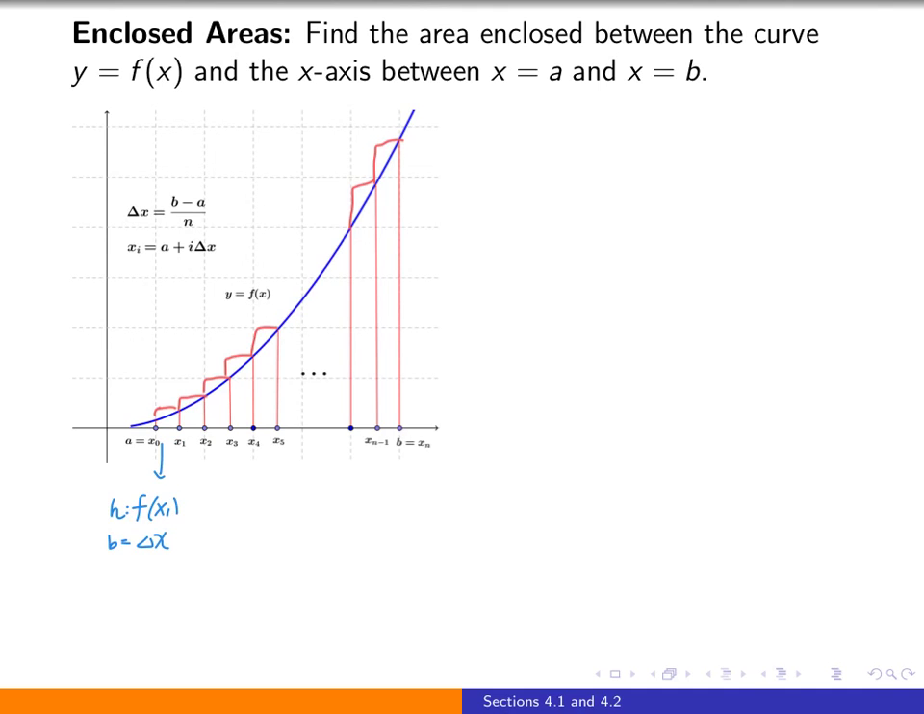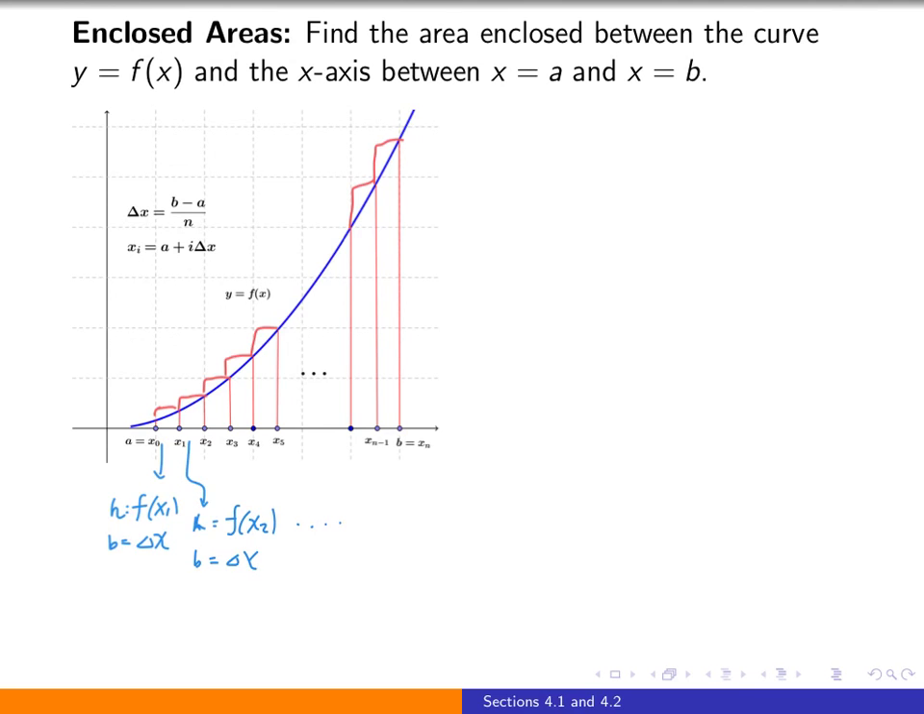For the second rectangle, similar idea. Its height we just determine at the right-hand endpoint. That is to say, I start at x2 and I go up to the curve, and that's the height of my rectangle. So its height would be the function value, f of x2, and its base is delta x, and so on.